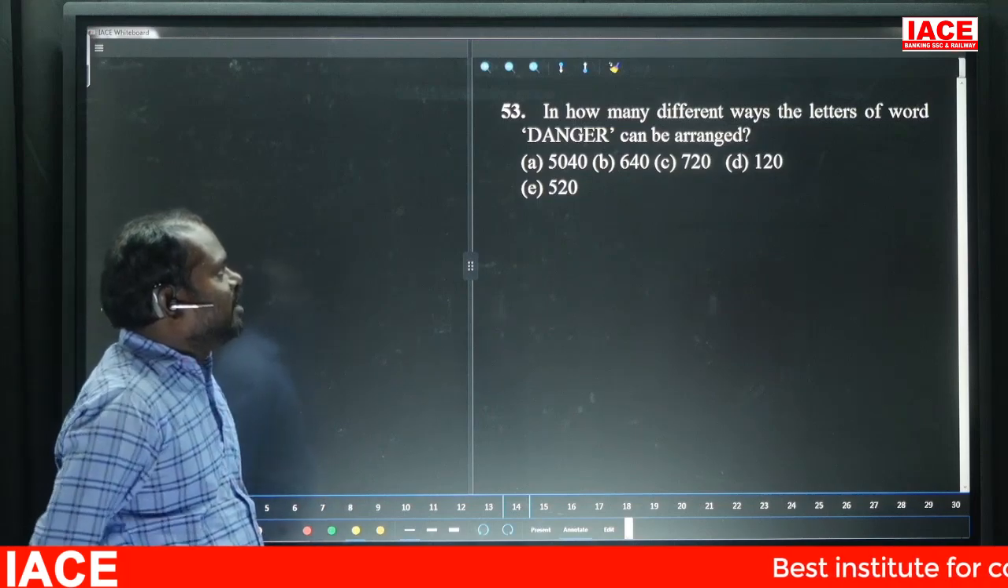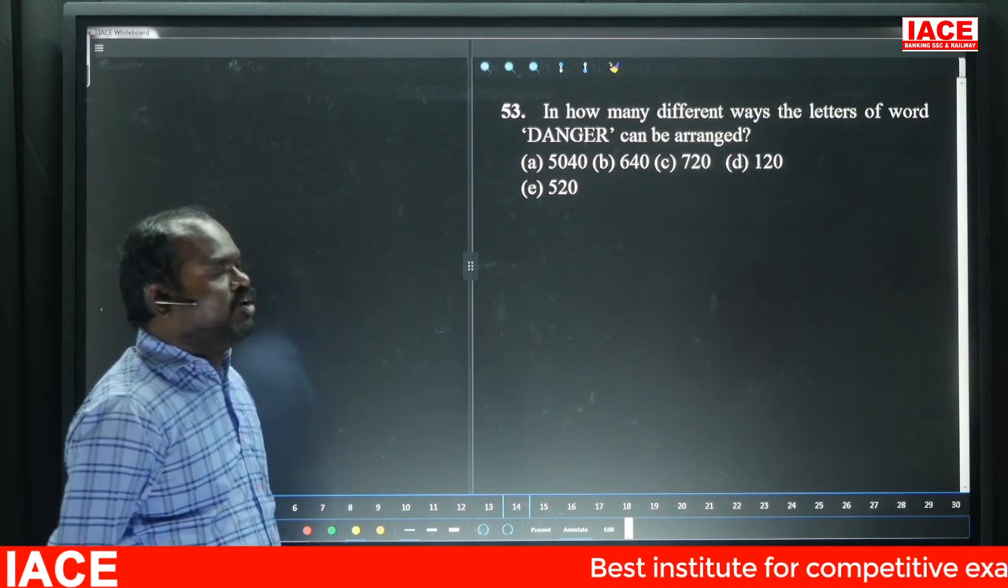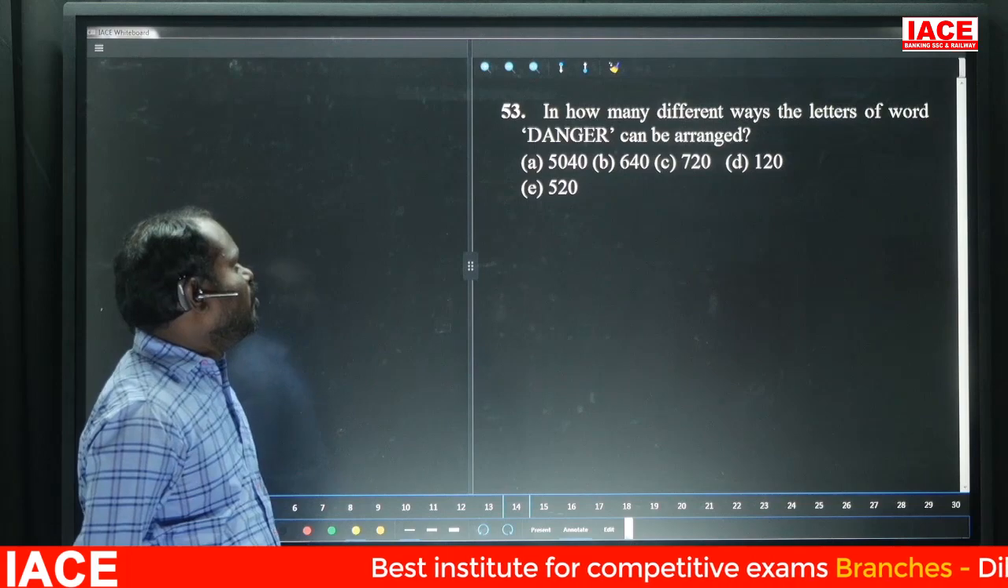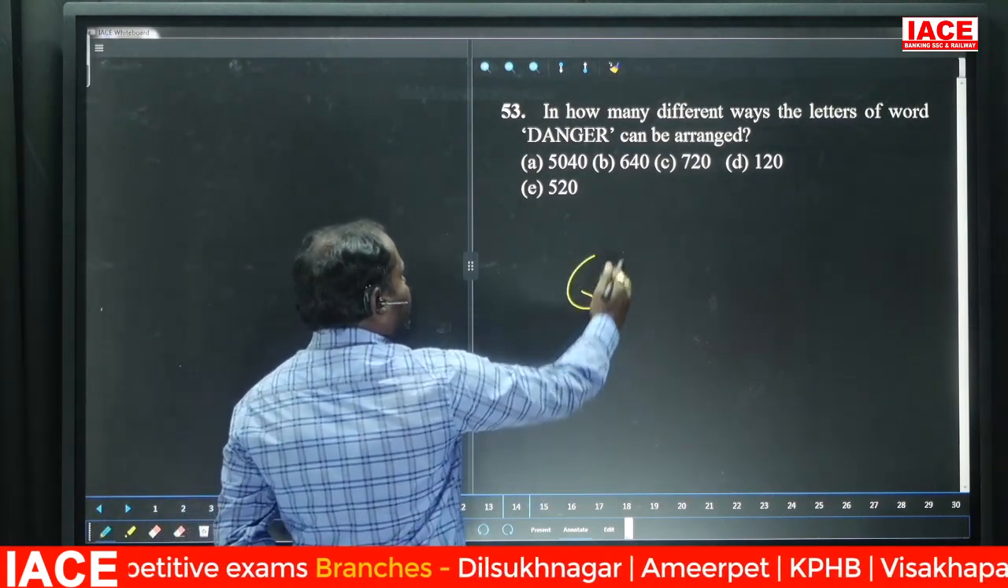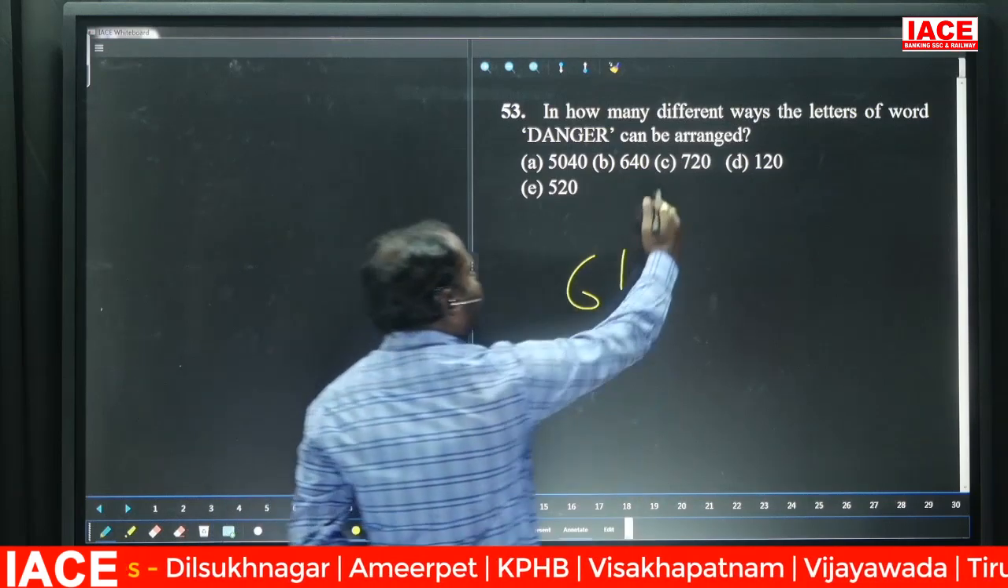In how many different ways can the letters of the word danger be arranged? D, A, N, G, E, R. No letter is repeated. Total 1, 2, 3, 4, 5, 6 letters, so we can arrange them in 6 factorial ways. Obviously 720.